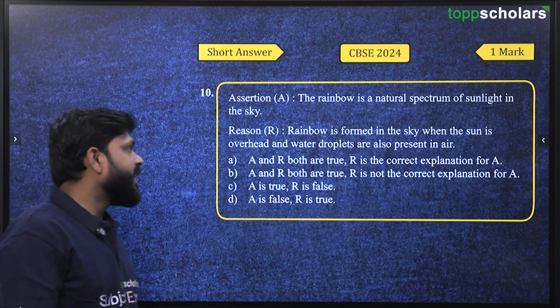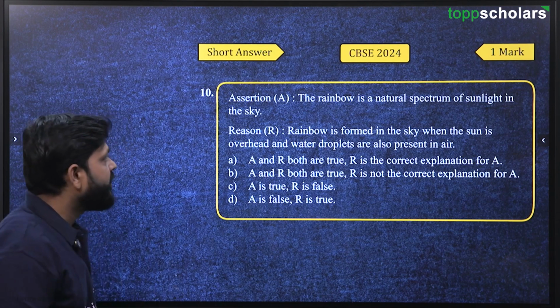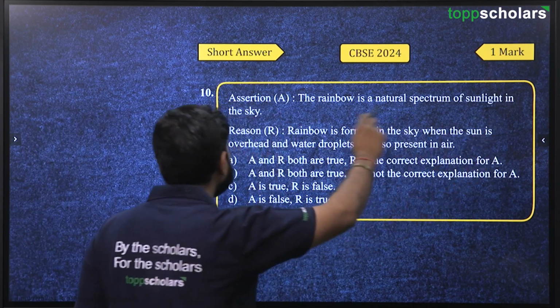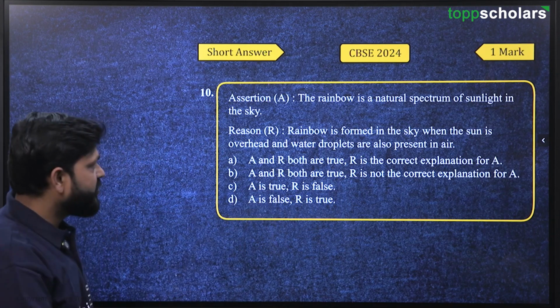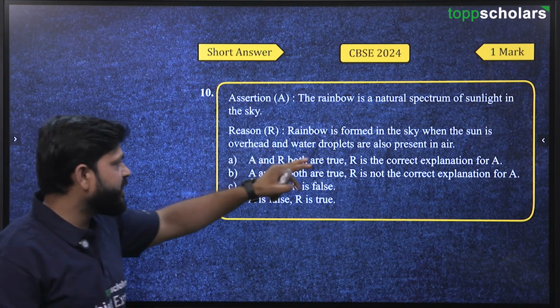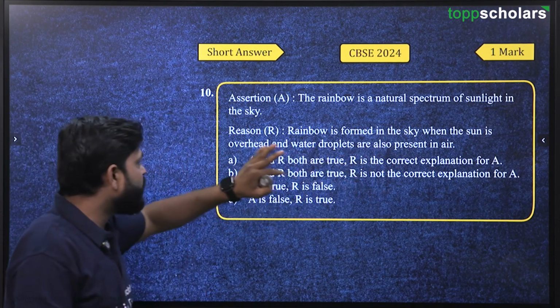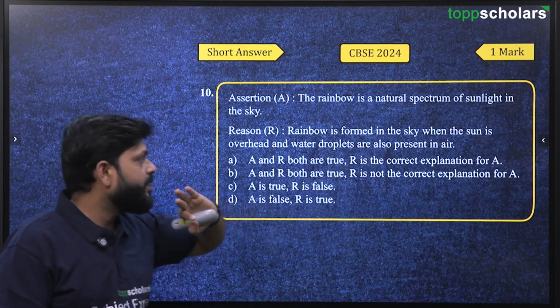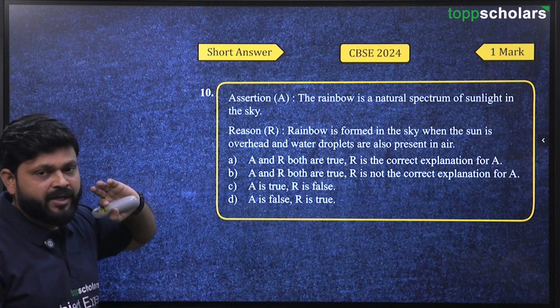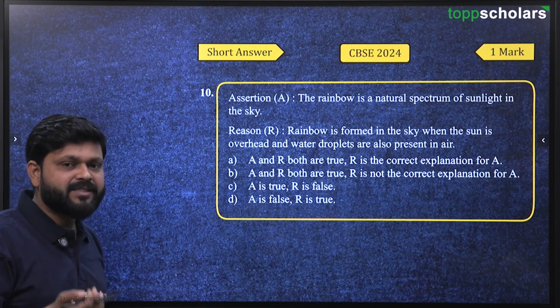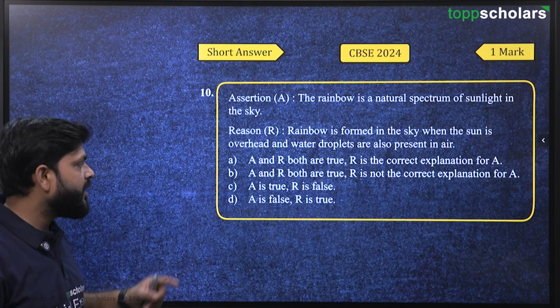This is from the assertion reason questions. The assertion is: the rainbow is a natural spectrum of sunlight in the sky. The reason is: the rainbow is formed in the sky when the sun is overhead and water droplets are also present in air. So see here guys, we know that the rainbow is formed when the sun is in the opposite direction.